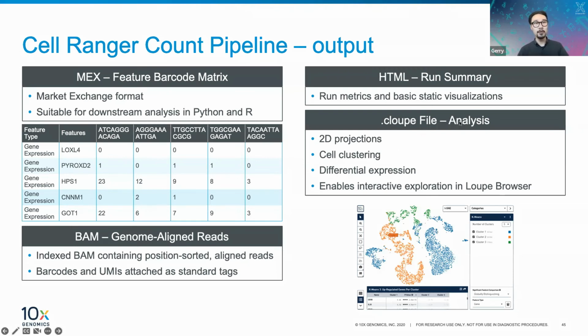You will also get a Cloupe file, as I mentioned previously, which is the file that you input into our Loupe Browser. This Cloupe file allows you to look at 2D projections inside of Loupe Browser. It allows you to cluster your cells, look at differential expression, and also do some interactive exploration inside of Loupe Browser.